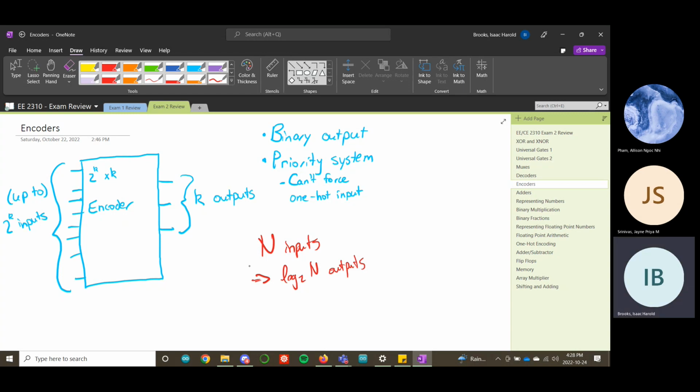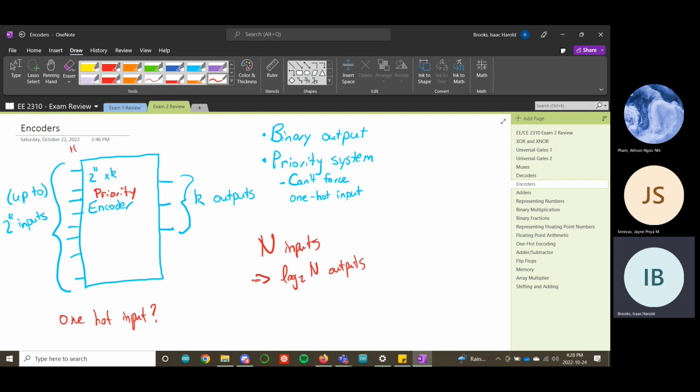You might think that if it works exactly the opposite, it'll take one-hot input. But the problem with that is that if you're making a system that's sensing something and then converting a number to binary, you can't ensure that the input is always going to be one-hot. Maybe you can based on your system, but you can't ensure it. So a lot of times what you'll hear is that this is a priority encoder. Instead of needing a one-hot input, it'll just check whatever the highest priority one is.